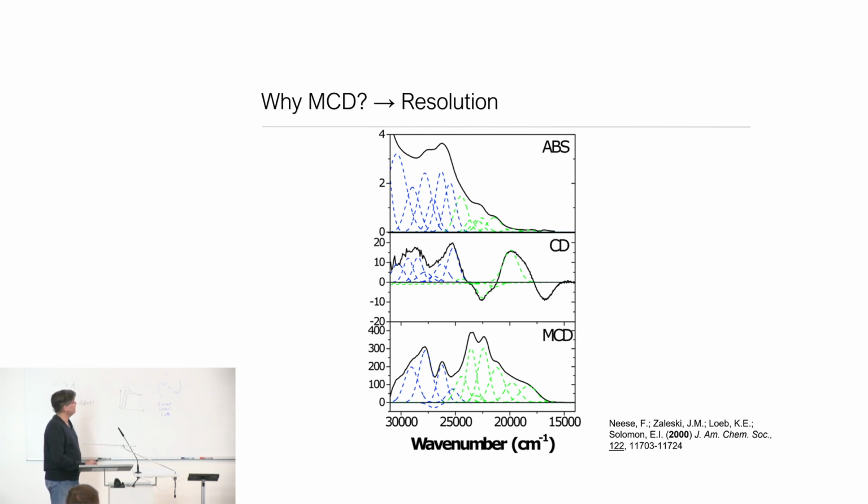And that's why, if you are really serious about comparing theory and experiment, and you want to suck the maximum information content out of the experiment, then it's a great idea to measure all of these three spectra together and then do simultaneous Gaussian resolution, as I said before.